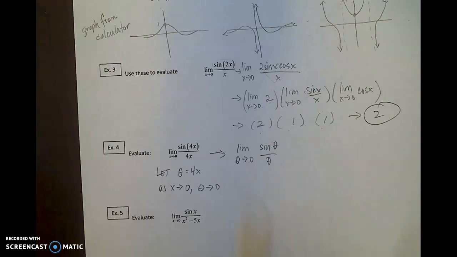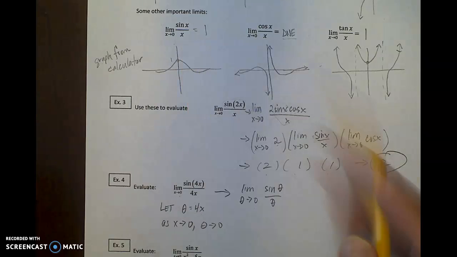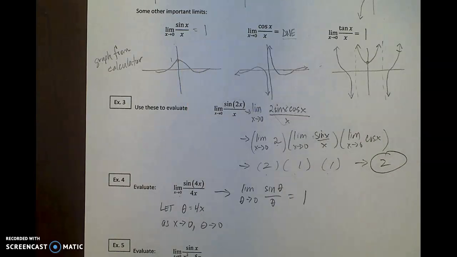For this next problem, we're going to do a little substitution. We're going to let theta equal 4x in this function. When we do that, we change x approaching 0 to theta approaching 0. So we're going to do the limit as theta approaches 0 of sine theta over theta. Very similar to the property above, that limit is equal to 1.